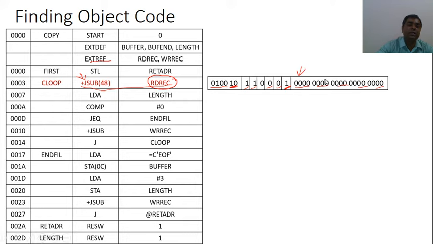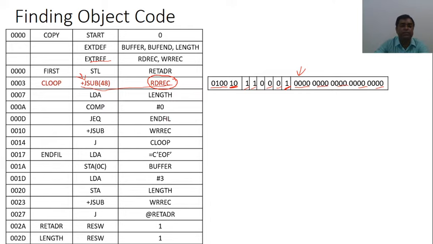What is the reason? I am just repeating one more time. This RDREC is written in EXTREF, so it is referred to here, but it is defined in some other control section. So at this point during the assembly, I don't know the value of RDREC, so I have just filled it with 0, and in the modification record we will write that at this address, just add the value of RDREC.